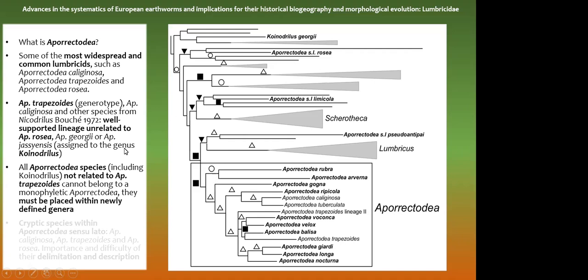which is completely unrelated to Aporrectodea rosea or Aporrectodea georgii, which have been placed in the genus Ribeiroddrilus, but also other species which were placed in Aporrectodea, such as limicola, which as far as I know is present in the UK, or Aporrectodea pseudoantipai. So all those Aporrectodea species which are not closely related to Aporrectodea trapezoides can't belong to Aporrectodea, and they must be placed within newly defined genera. We are currently working on that.